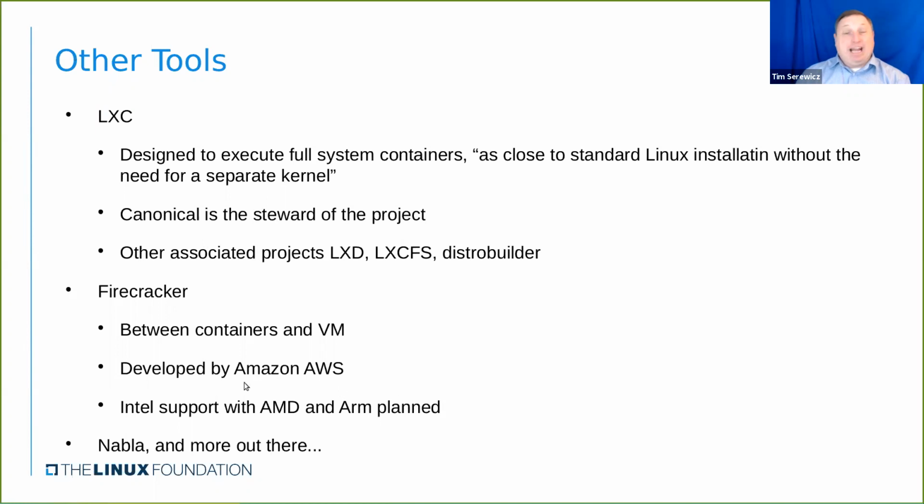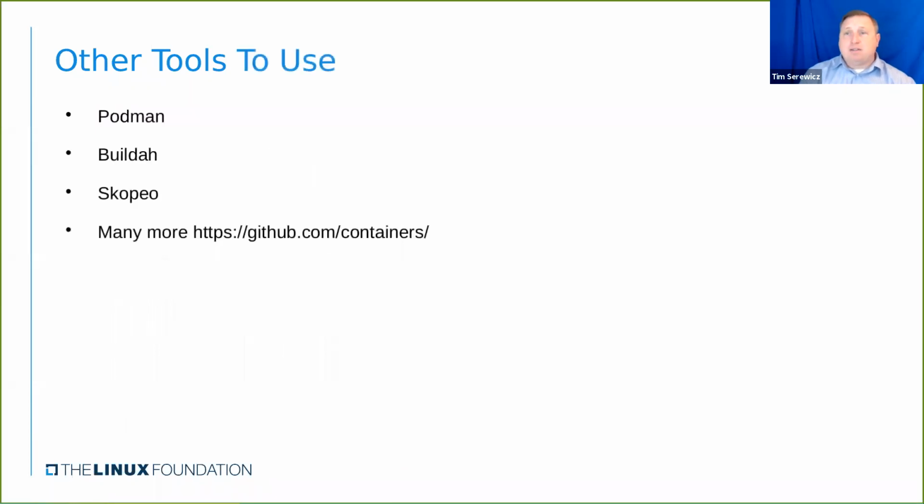Firecracker, that's something that Amazon has been pushing. Intel support, AMD and ARM on the way. Because, of course, Amazon is a huge IT environment, containers and VMs are very important to their business model. They're saying, well, we don't want to be too much there. What's in the middle? And that's what Firecracker's meant to do, to run in the middle of functionality, independence, and manageability between a container and a full VM. Nabla and others, as I mentioned, the open source community has gotten quite large with the other things that are available to you.